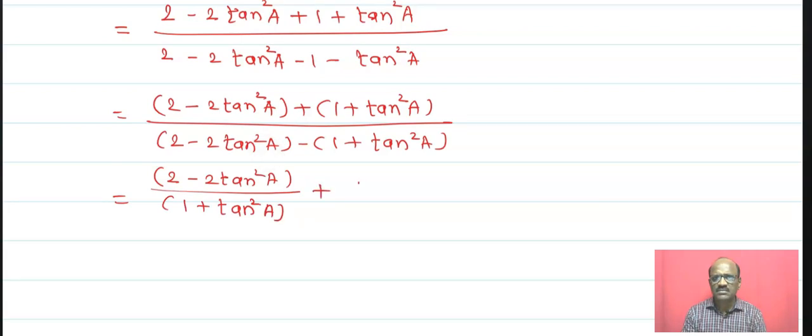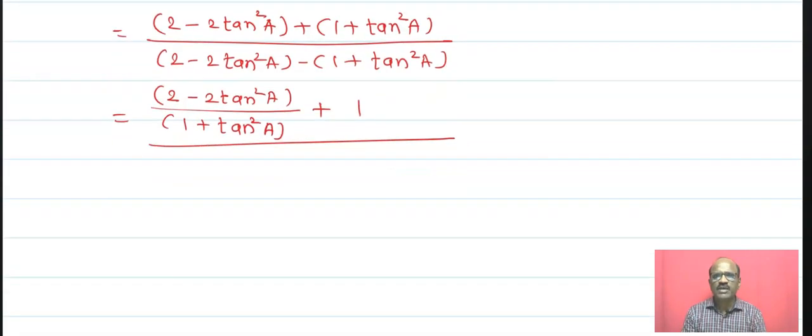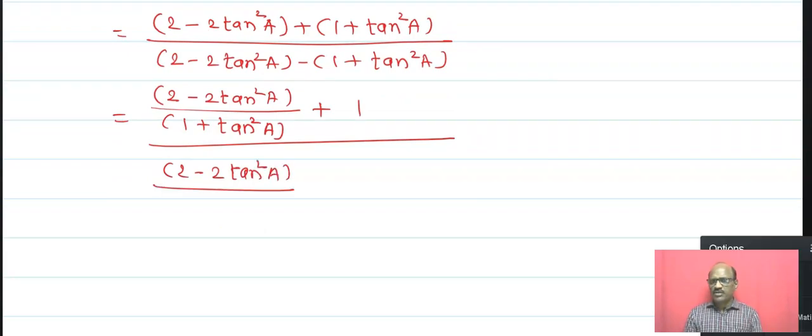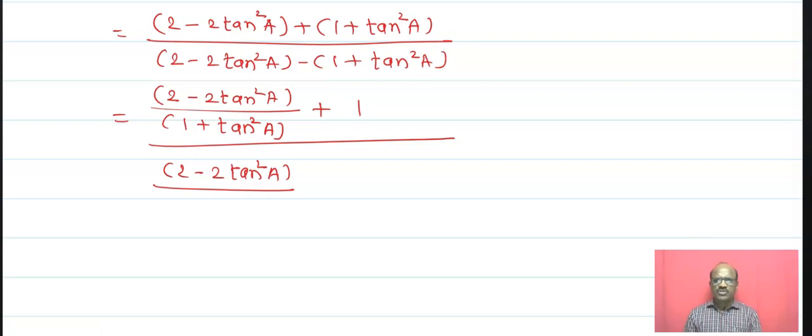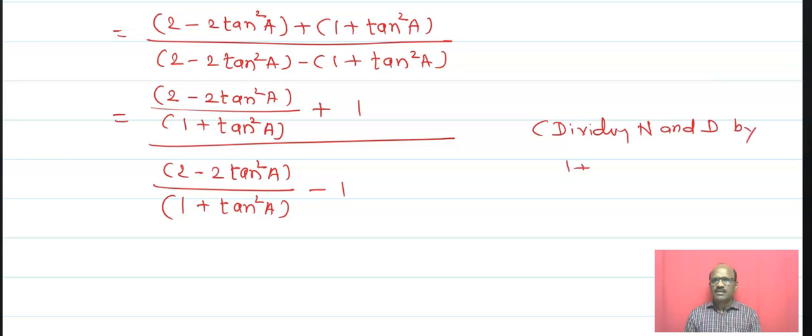That is, divide numerator and denominator by 1 plus tan square. So this is the important step. We divided the numerator and denominator by 1 plus tan square a. Therefore, you will get that is 2 minus 2 tan square a upon 1 plus tan square a plus 1, and the next is for the denominator, 2 minus 2 tan square a upon 1 plus tan square a minus 1, by dividing the numerator and denominator by 1 plus tan square a.